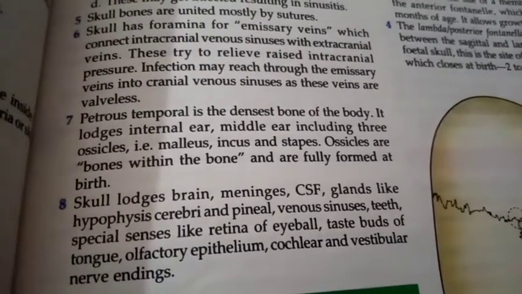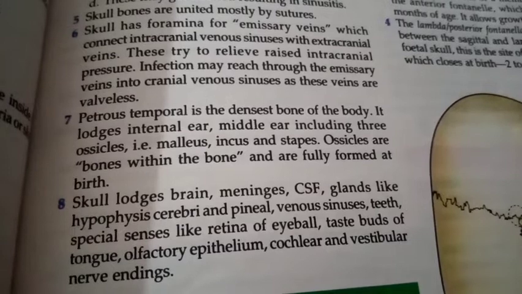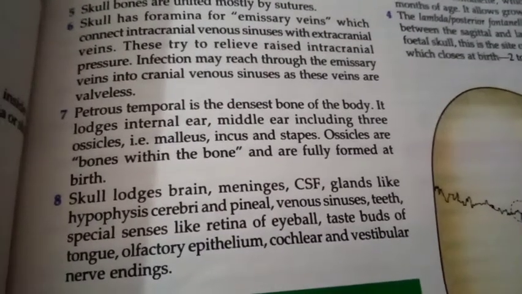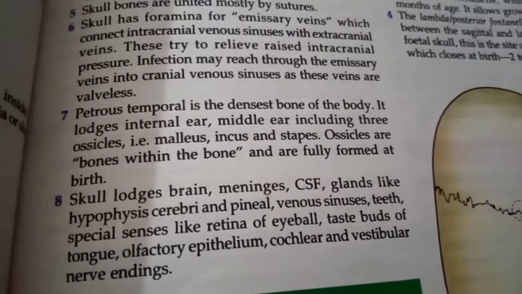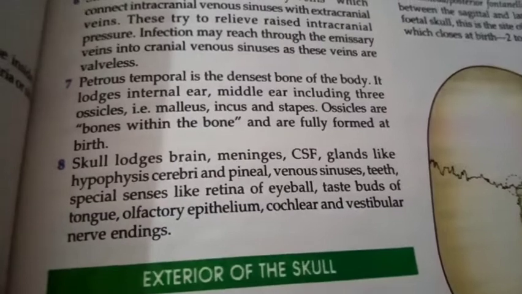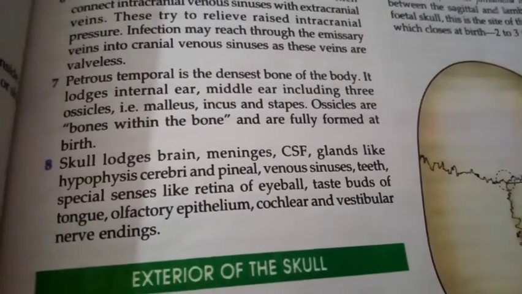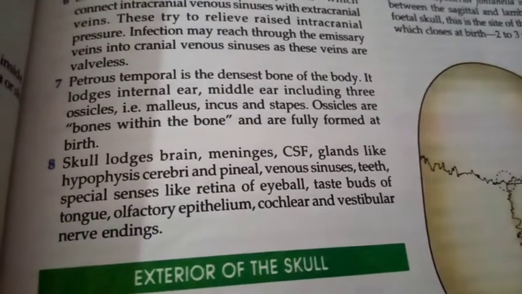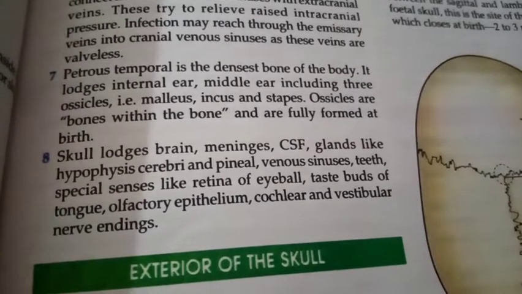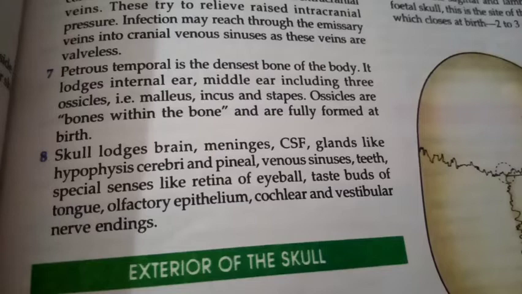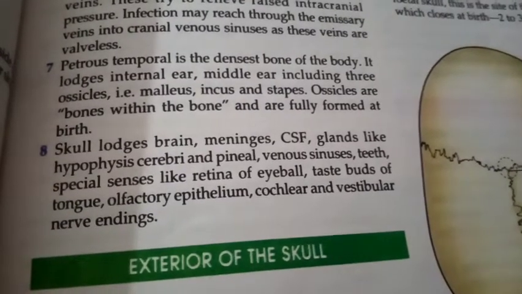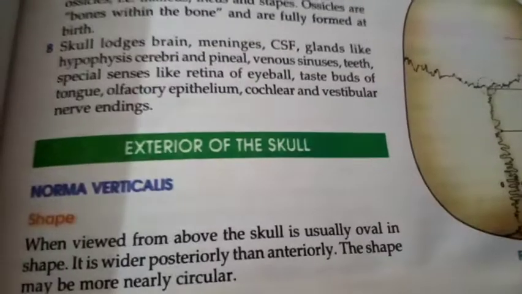The petrous temporal bone is the densest bone of the body. It lodges the internal ear and middle ear, including 3 ossicles: malleus, incus, and stapes. These ossicles are bones within the bone, fully formed at birth. The skull lodges the brain, meninges, CSF, glands like the hypophysis cerebri and pineal, venous sinuses, and teeth. It also houses special senses like the retina of the eyeball, taste buds of the tongue, olfactory epithelium, and cochlear and vestibular nerve endings.